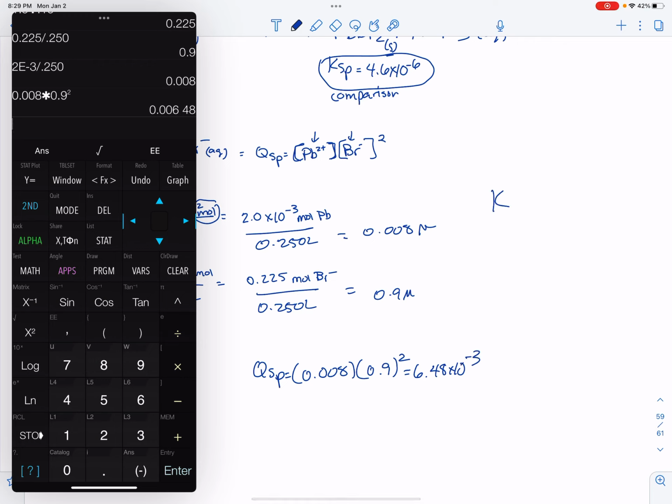Here's the big deal. I'm going to compare K to Q, and you can see that's times 10 to the minus 6, that's 10 to the minus 3. So it looks like this. Hopefully you can see that. That's a number like that. That's a number like that. So this is a bigger number. So that means that my equilibrium is going to shift towards the solid side. I will have a precipitate.